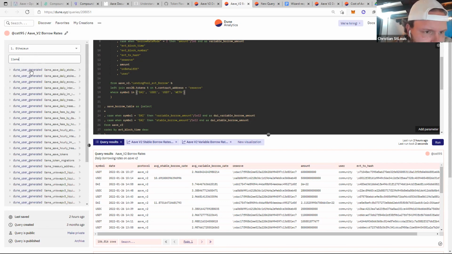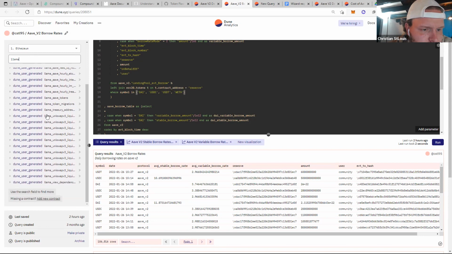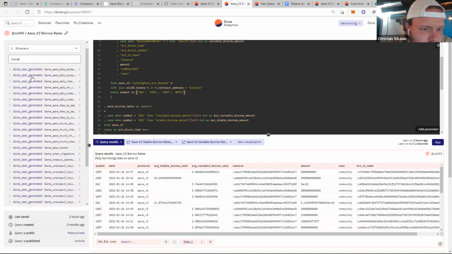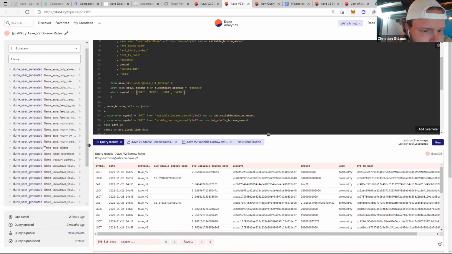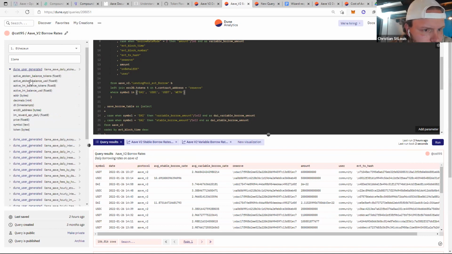Yeah, so whenever you see a Dune user-generated table, these are things that are just generated by users. You kind of have to trust who built them, but you can get some pretty interesting metrics here that aren't available otherwise. These user-generated tables are usually things that can't be decoded directly from the smart contract, so there's some kind of manipulation going on.